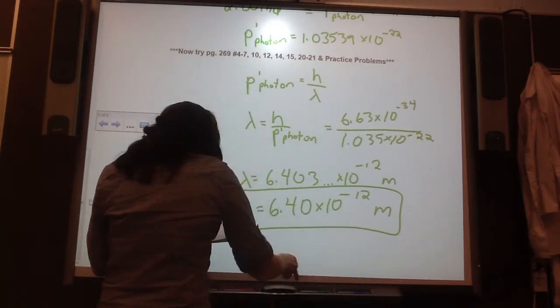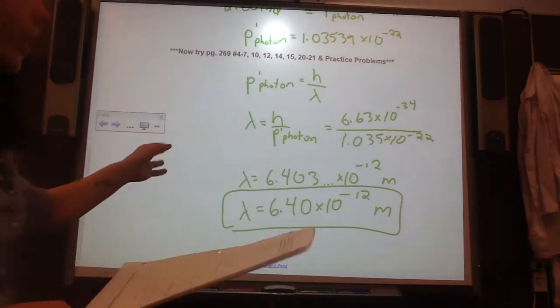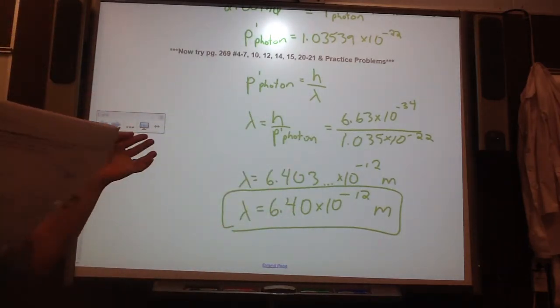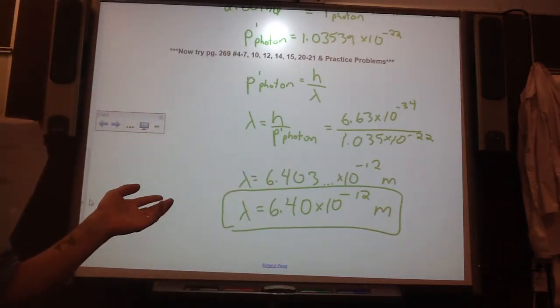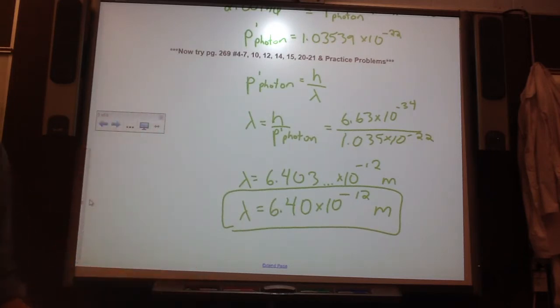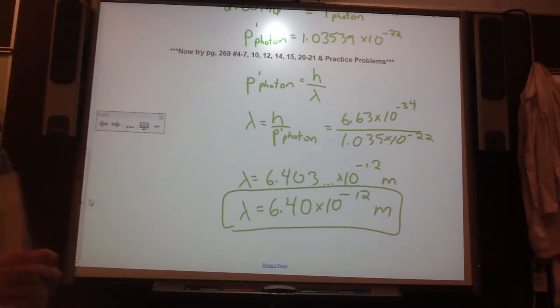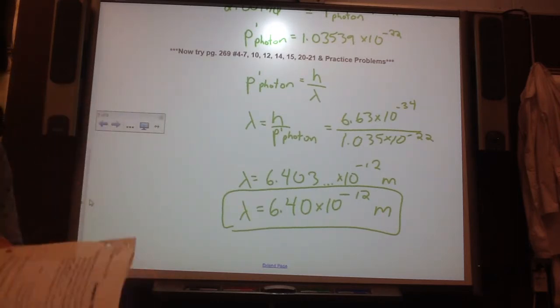So then stop and think about it logically for a minute. This is our final wavelength, and our initial was 3.3 times 10 to the negative 12, so it's a larger wavelength, which makes sense because it's lost energy. But it's not like, you know, changed a lot.